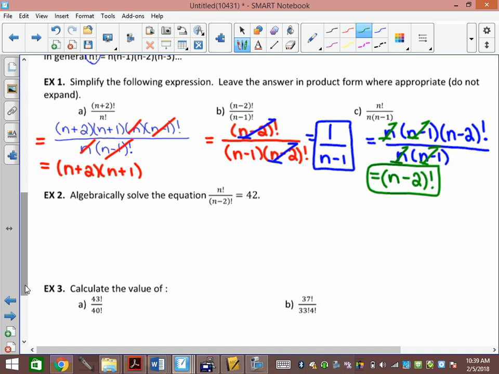So this would be another way they could ask this question: nP2 equals 42. Solve for n. It's the exact same question, except example 2 is written nicer because they've already put it into the equation for you. Okay? So we need to solve.